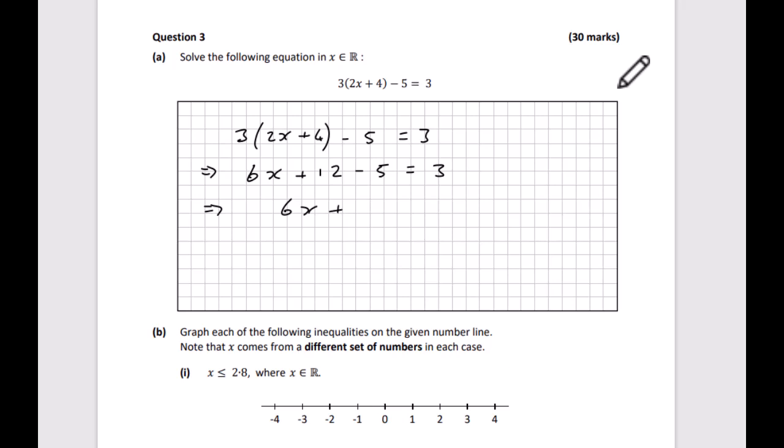6x plus 12 minus 5 is 7 is equal to 3. That gives 6x is equal to, subtract 7 from both sides, minus 4. And finally then divide by 6. That's minus 4 over 6, which is equal to minus 2 over 3. And that's really it for A.